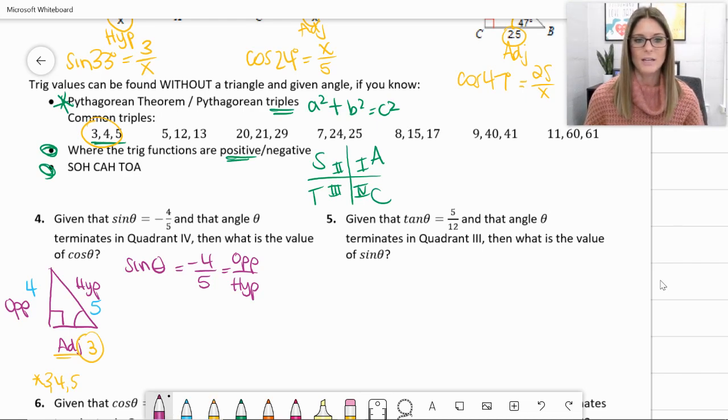Now the question was, what is cosine? So cosine is equal to adjacent over hypotenuse. So I'm going to take my adjacent 3 that we just found over my hypotenuse 5.